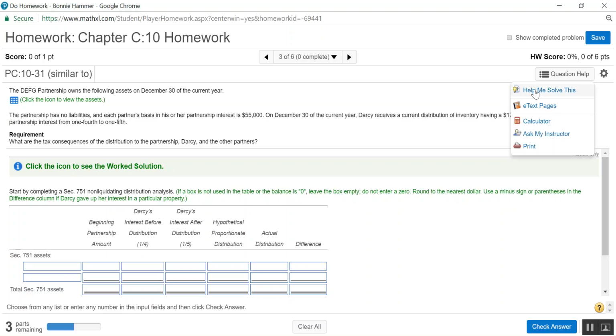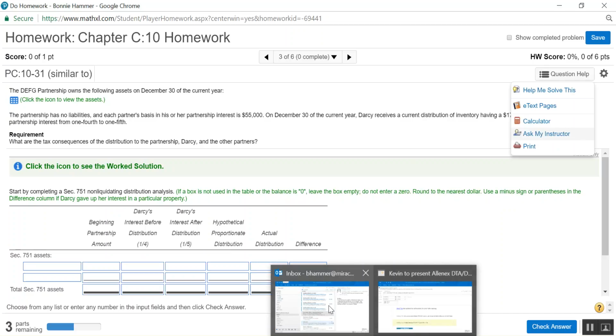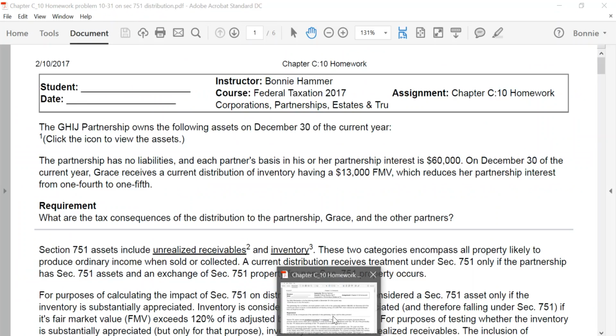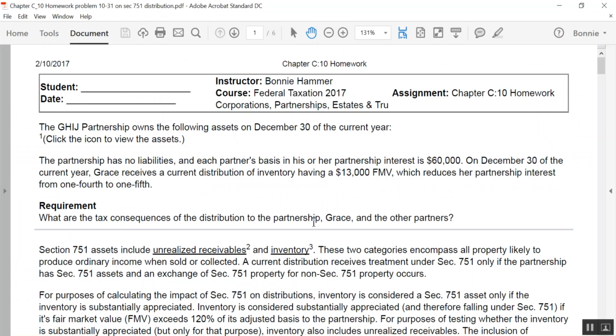So I really encourage you guys to use help me solve this before you ask me, because as I'm going to show you, I think it's much more definitive and helpful. That's what I did so that I could understand why I was not getting the right answer on this very last part.